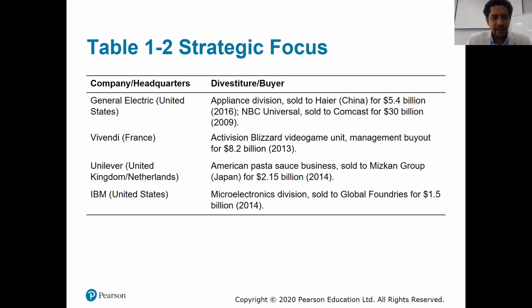So, for example, here we have the company names and their buyers. For example, General Electronics is from the US, and the buyers are from China. NBC Universal sold to Comcast for $30 million. Then we have Vivendi, from France. We have Unilever, we have IBM, okay? So, and how these global businesses are bought by others, okay?